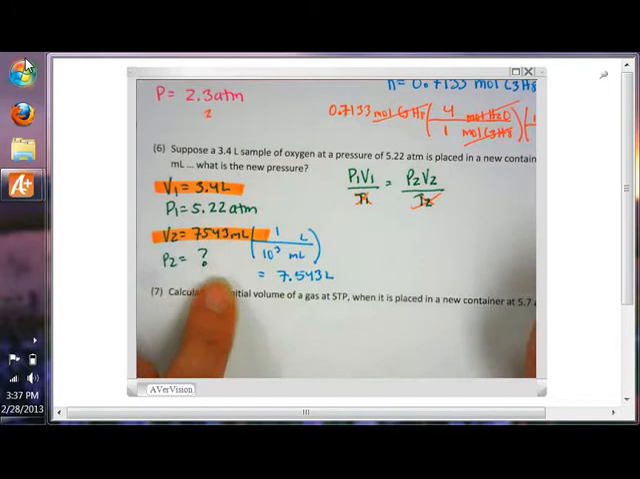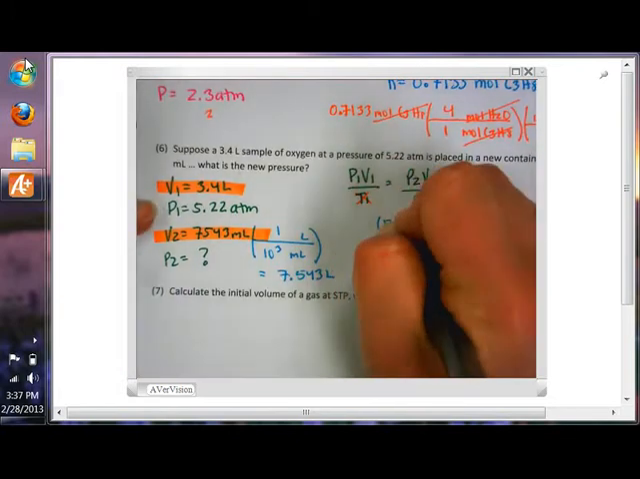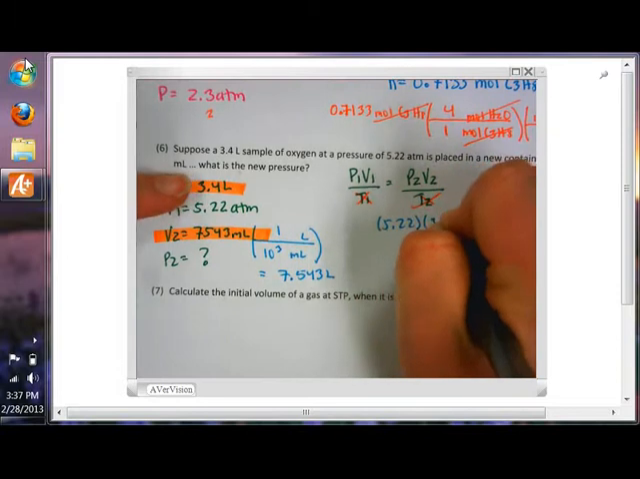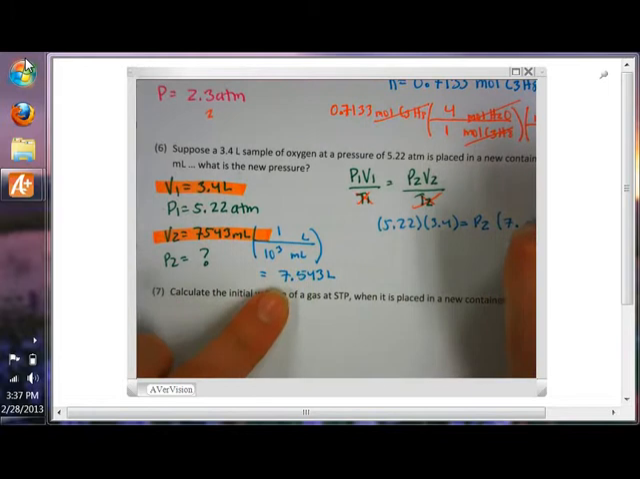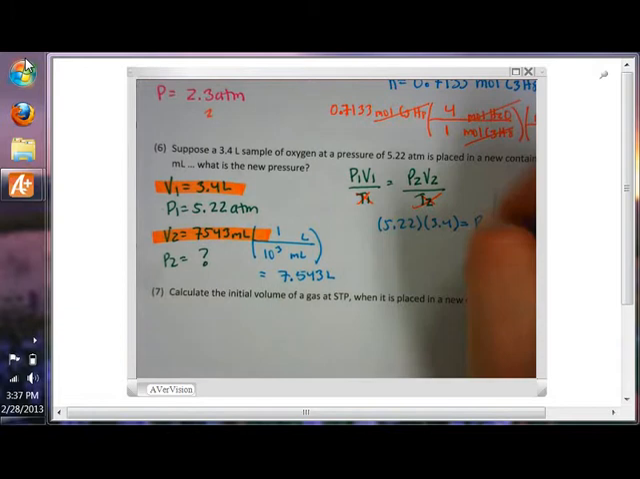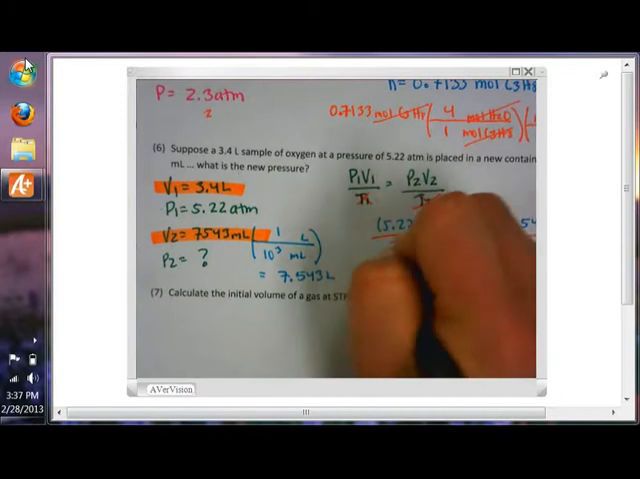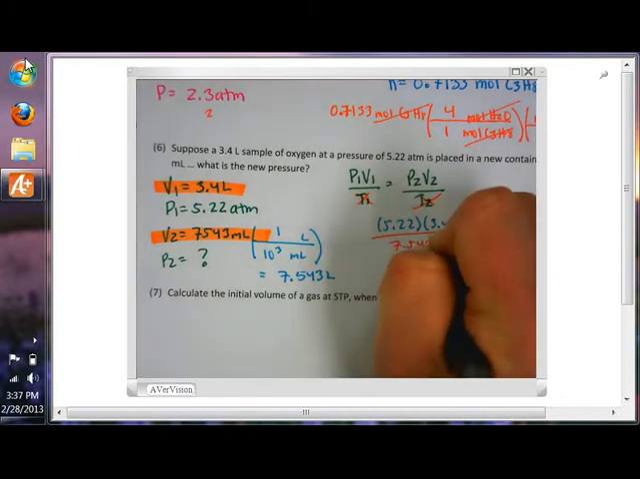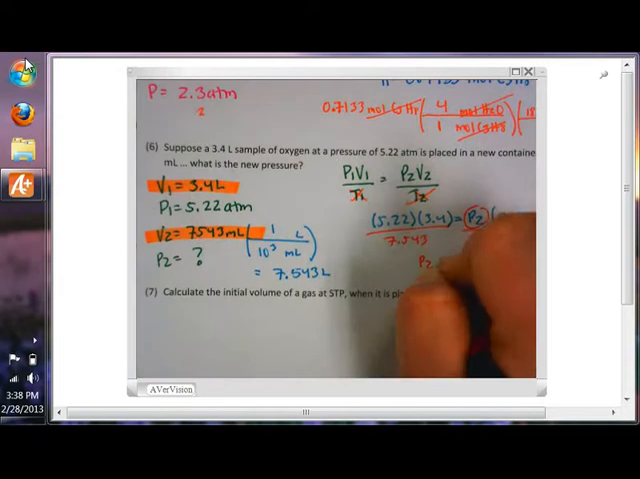So P1 is 5.22, V1 is 3.4, P2 is I don't know, and V2 in liters is 7.543. Solve for pressure 2. Divide by 7.543. Type that into your calculator, and your calculator is going to spit out P2 equals 2.3529. Now I need to worry about sig figs.